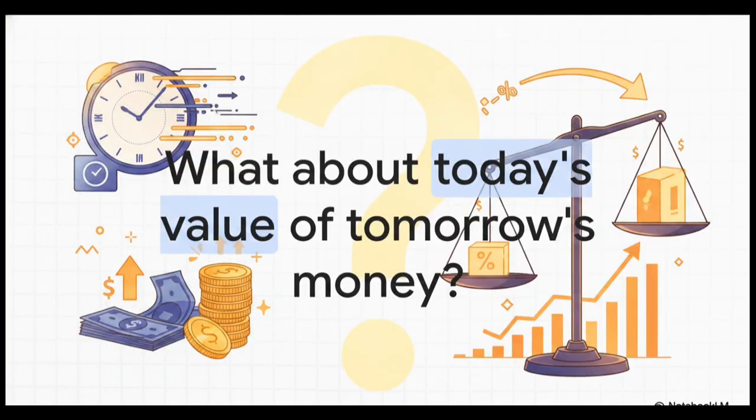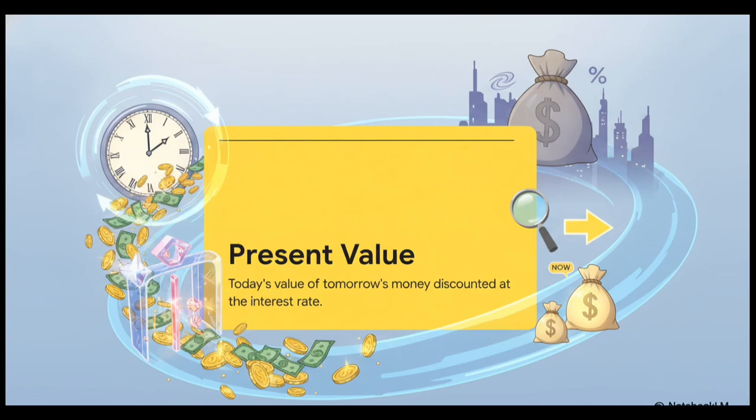But let's keep our momentum going and ask the logical inverse question. What about today's value of tomorrow's money? Well, that brings us to present value. It's essentially backward time travel for your money. We are taking money from the future and we are stripping away the interest to see what it's worth right now, today. Our text perfectly describes it as tomorrow's money discounted at the interest rate. So mathematically speaking, it's just the reciprocal of future value.